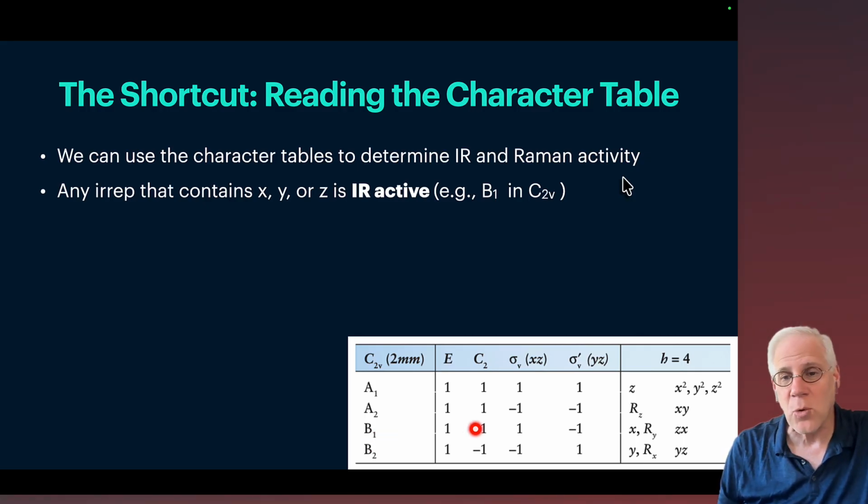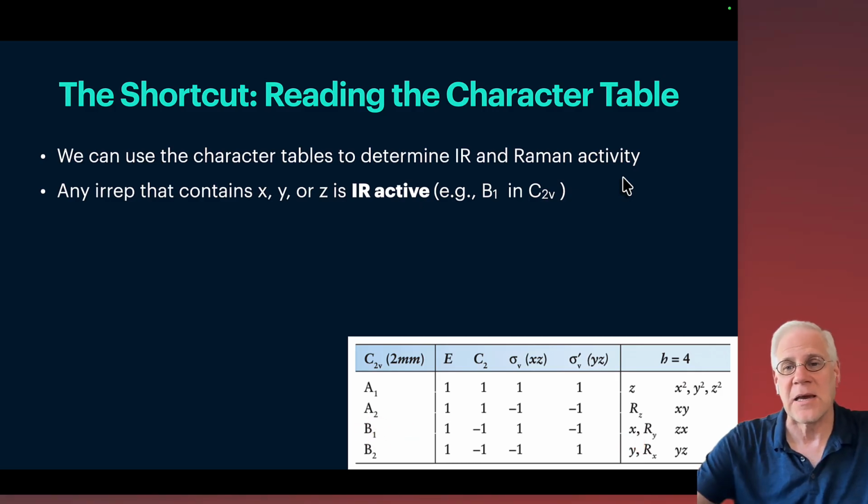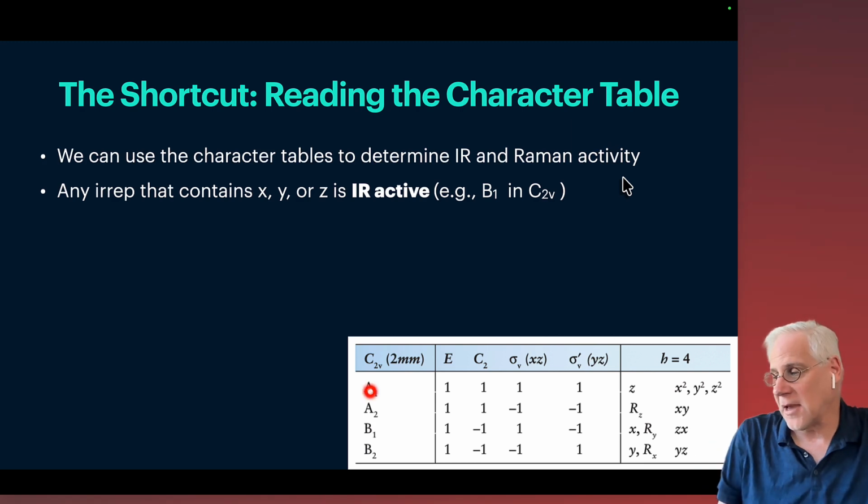As an example of that, we have the B1 in C2v. Here we have the B1, and we look over here and we see that we have this X. And so this particular symmetry is IR active in the X direction. We see also that we have the A1 active in the Z direction and the B2 mode active in the Y direction.